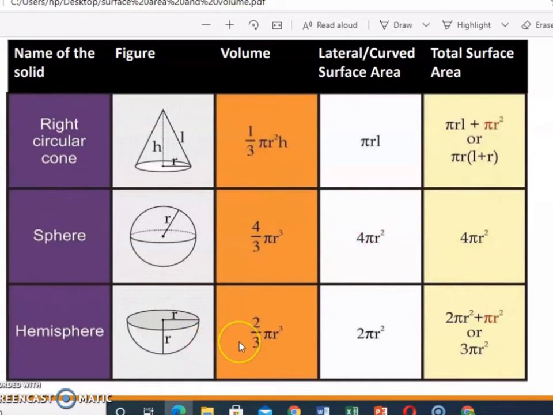For the hemisphere, the volume will be 2 by 3 pi r cube, that is half of the volume of the sphere. Then the curved surface area also will be half of this, that is 2 pi r square. But for the total surface area, after the curved surface, there is also one flat surface. So apart from the curved surface, that is 2 pi r square, the flat surface is another circle, plus pi r square. So the total surface area of a hemisphere will be 3 pi r square.